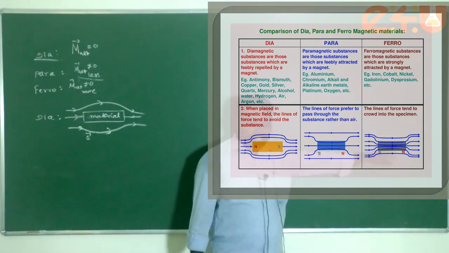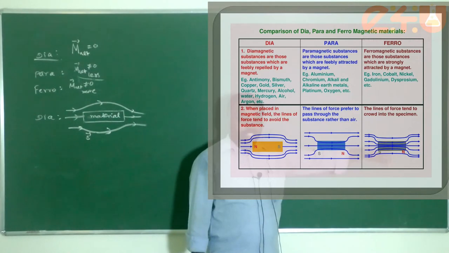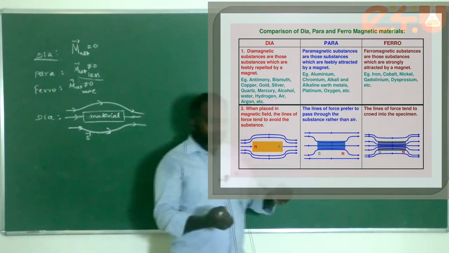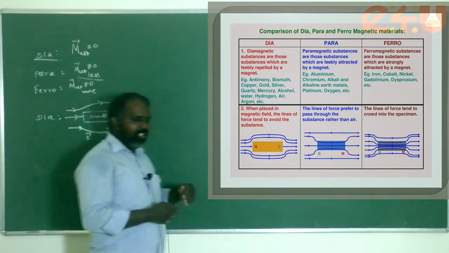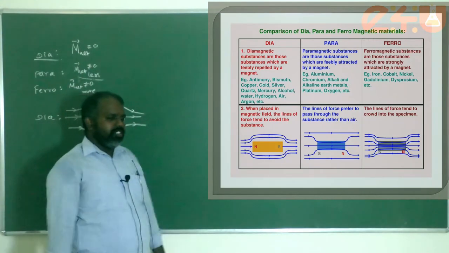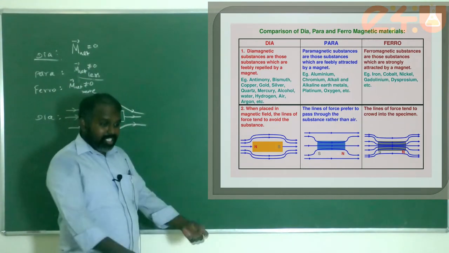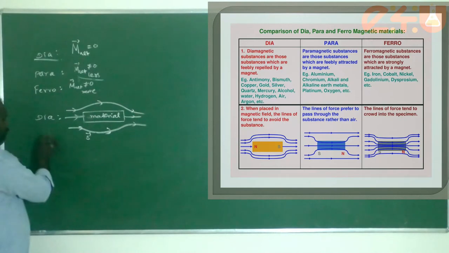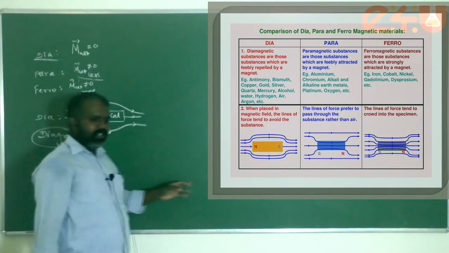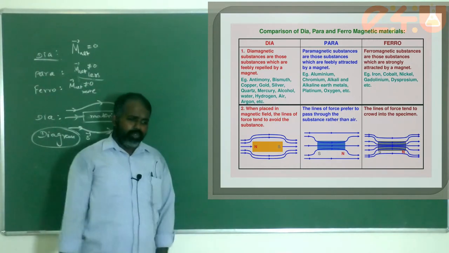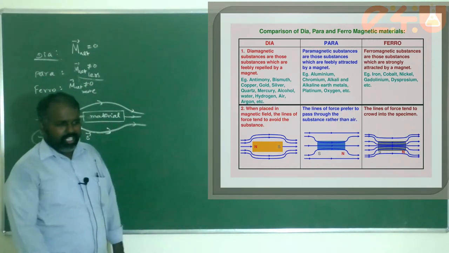And the third one, you just see that the ferromagnetic material will strongly attract the magnetic field lines, where a large number of field lines can pass through the material. This is the second property. From an examination point of view, this diagram-based concept is very important, even from an MCQ point of view also. Please go to the next slide.